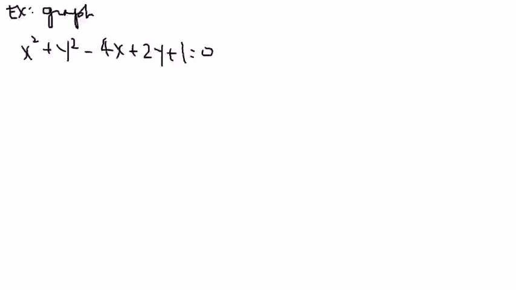So we're asked to graph this equation, x squared plus y squared minus 4x plus 2y plus 1 equals 0. Now, it looks like a very long equation, but you know what? We can totally figure this out. But before we can figure it out, we actually need to manipulate this equation.